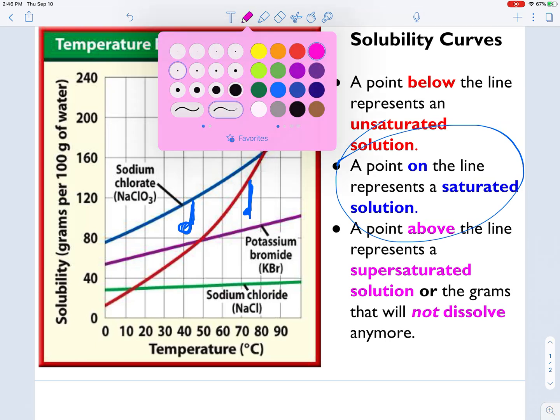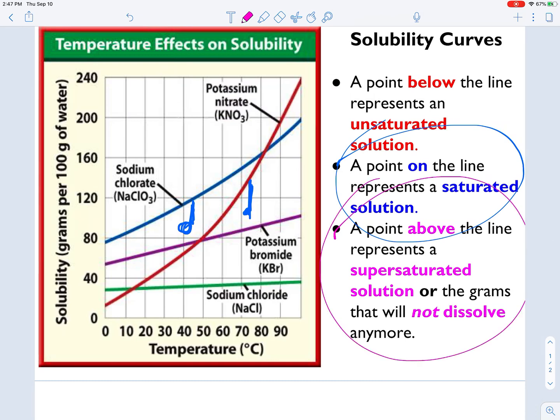A point above the line represents a supersaturated solution. So if I was over here and we're dealing with the sodium chlorate, for instance, I have got this amount too much in that solution. And if I'm able to dissolve that amount, we call it a supersaturated solution. So a point above the line is called supersaturated, a point on the line is saturated, and a point below the line, we call that unsaturated. I hope this helps you to understand solubility curves.